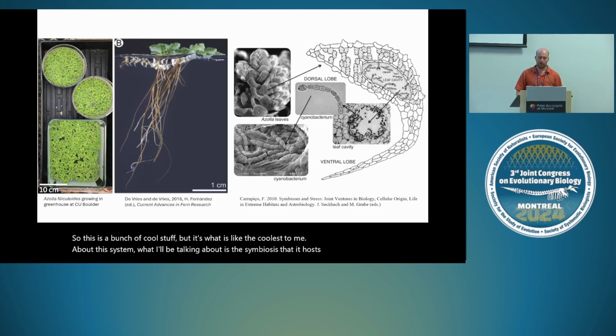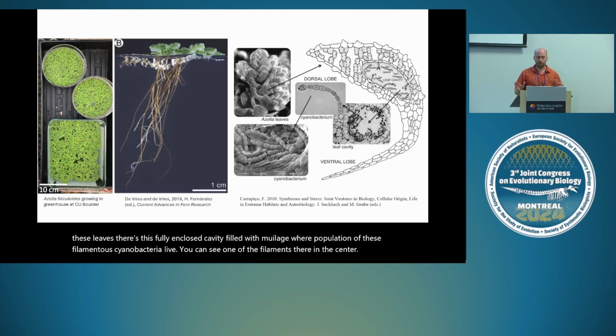So this diagram is taken from Carapace. On the far left is a cross-section of a leaf. Inside of each of these leaves, there's this fully enclosed cavity filled with mucilage where a population of these filamentous cyanobacteria live. You can see one of the filaments there in the center.